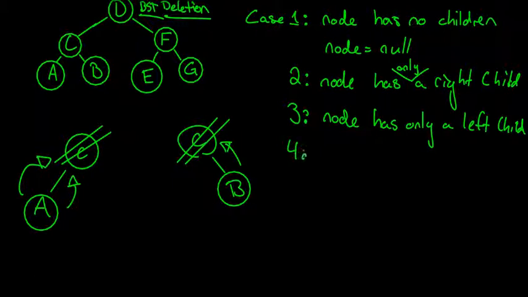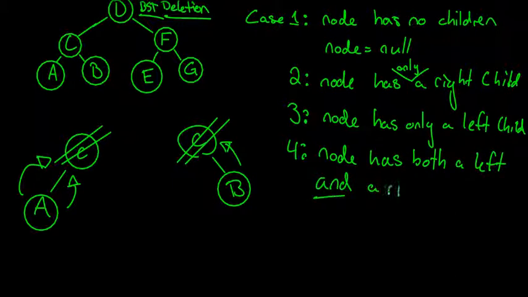And case 4 is: node has both a left and a right child. And this is by far the most complicated step, because you have to make sure that after you delete, the binary search tree that you then return still has the properties of a binary search tree, meaning that every node on the right has to be bigger than the root node, and every node on the left has to be smaller than the root node.